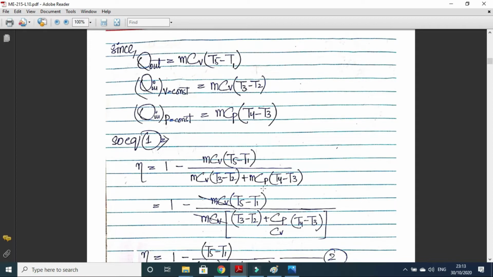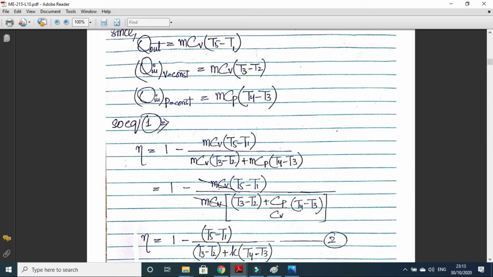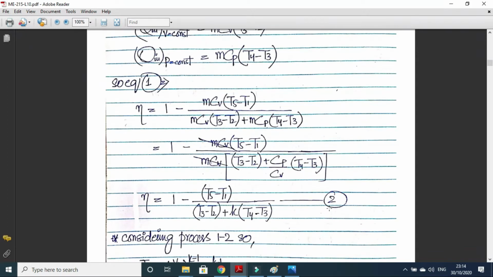We can take mCv constant or mCv common, so mCv will be cancelled out. So (T5 minus T1) over (T3 minus T2), Cp upon Cv, because we have taken Cv common, so it should become Cp upon Cv, and Cp upon Cv is K. So let's call it equation number 2.